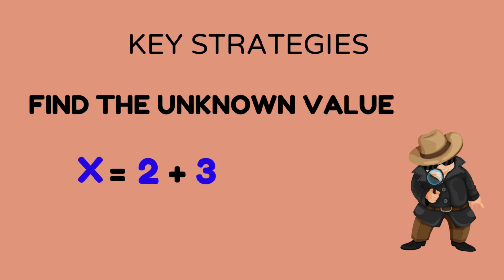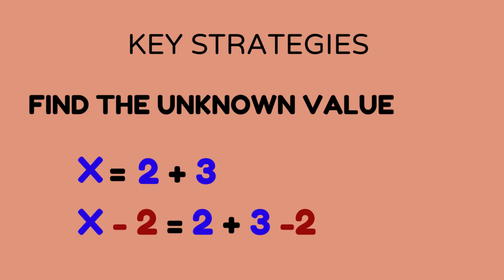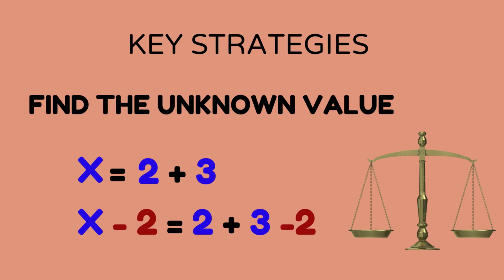Now, here's the golden rule. Whatever you do to one side of the equation, you must do to the other side. Think of it like a balancing scale. Whatever goes on one side must be done on the other side to keep everything in balance.